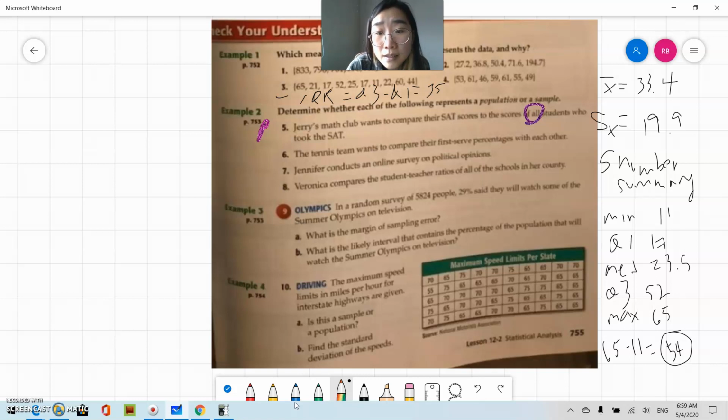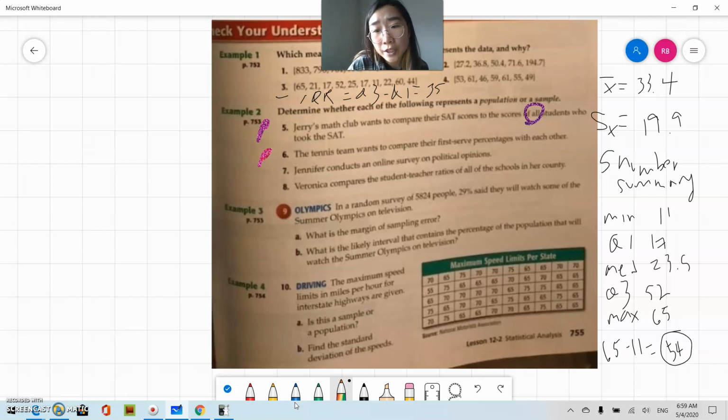Number 6, the tennis team wants to compare their first serve percentage with each other. This one also seems to be population because my interest is the tennis team and I'm going to compare everything with each other. So you have to gather all the information from them and then from us. So that's population. There is no sample.